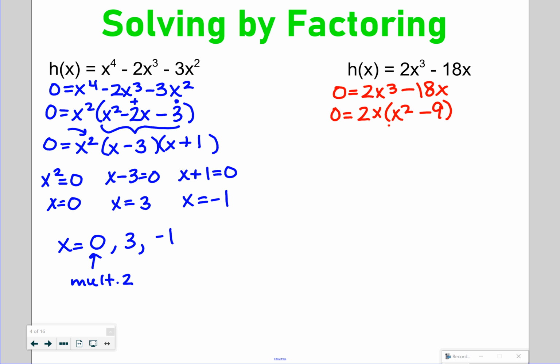I can factor this a little bit further now. When you have two terms that are perfect squares with a minus between them, that's difference of squares, and it's going to factor to the same parentheses, one plus, one minus, so conjugates. The square root of x squared, or what times itself gives me x squared, is x. What times itself gives me 9? 3 and 3. And you can always check this by FOILing if you want. So now we're ready to set each of our factors equal to 0.